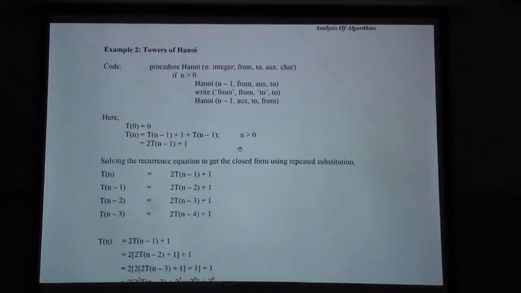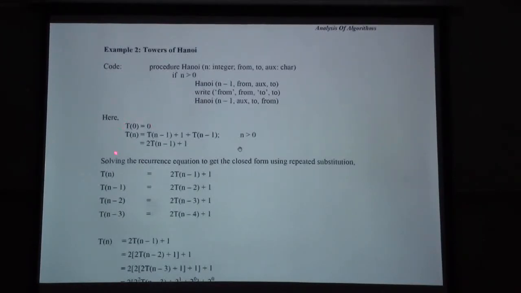If, however, your value of n is not 0, but greater than 0, then you are going to have to do 1, and this 1 is your move. 1 operation, and then you're going to recurse with n minus 1, and then you're going to recurse again with n minus 1. So it's going to be T of n minus 1 plus T of n minus 1, but we can say this is the same as this, so it's basically 2 times T of n minus 1 plus 1. So the recurrence is set.